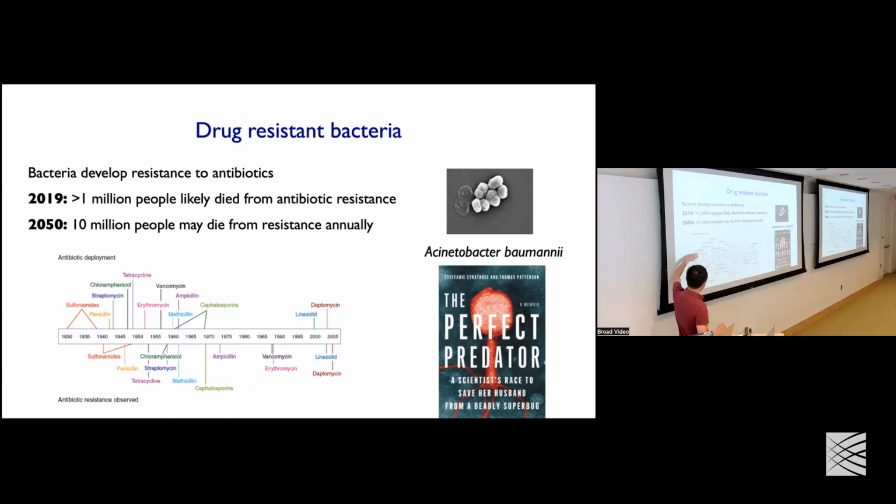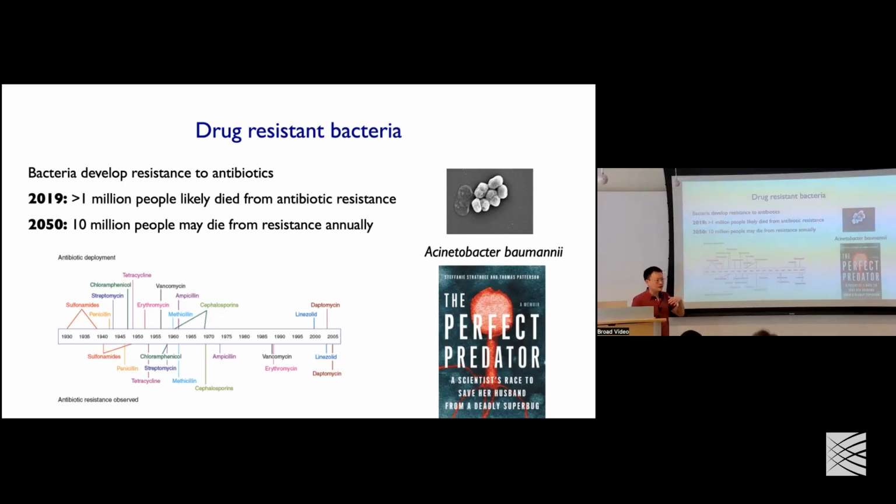The top of the timeline corresponds to when a new antibiotic, a new drug, is actually discovered and put onto the market. And on the bottom is basically when we first observed drug resistance to that drug. You can see that in many cases, there's only a few years gap between when we have a new antibiotic versus when we lose efficacy due to resistance for that drug.